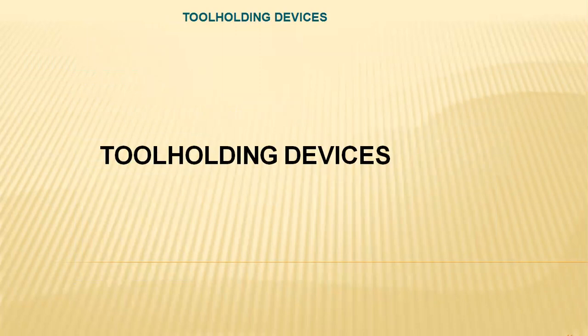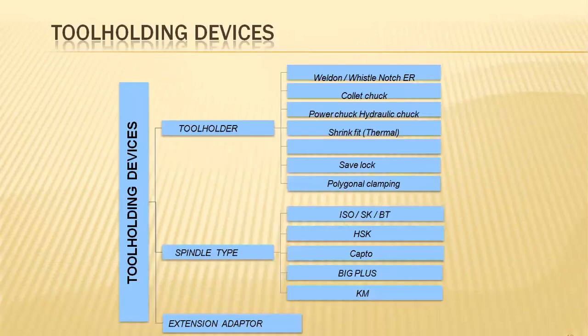Those are the different types of work holding devices for the commencement of the works in a prescribed manner as per the vendor's requirements. Coming to the tool holding devices, these are classified into different types. First one is the tool holders, spindle type of tool holders, and extension adapters.